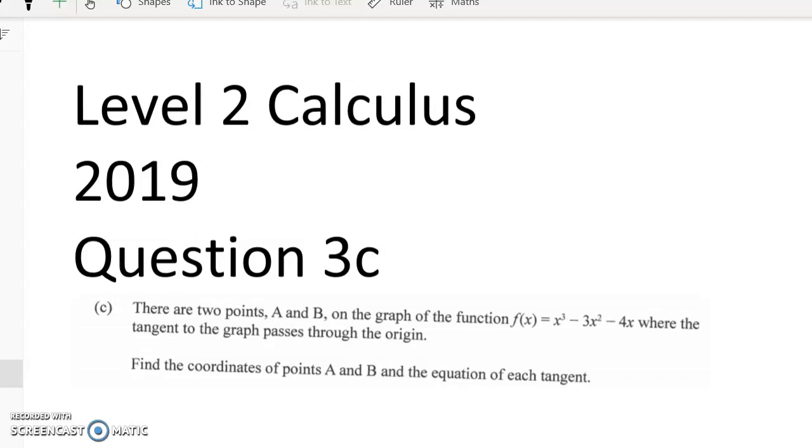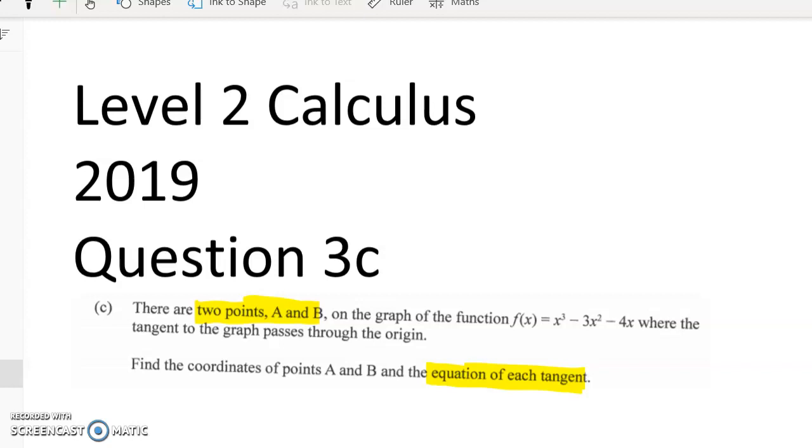This is question 3 from this year's calculus exam, and it's the one about 2 points on the graph of a cubic where the tangent to the graph passes through the origin. And we're told that there are 2 of these points, and we have to figure out what their coordinates are and the equation of each tangent.